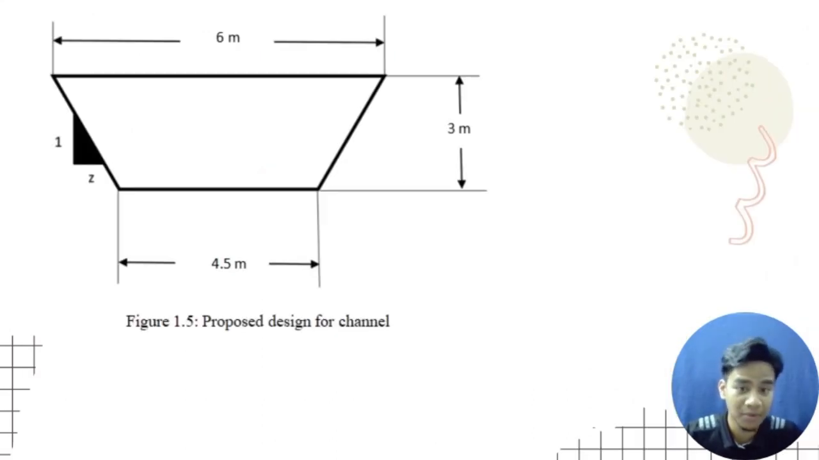This is the proposed design for the channel as the cross-section of trapezoidal drainage. From the analyzed data from the Q peak, we get the bottom width is 4.5, same as we analyzed, and the top width we improved to 6 meter from 5.7 meter from the analyzed data, and the depth is 3 meter. We increased it from the analyzed data, which is 1.5 meter.